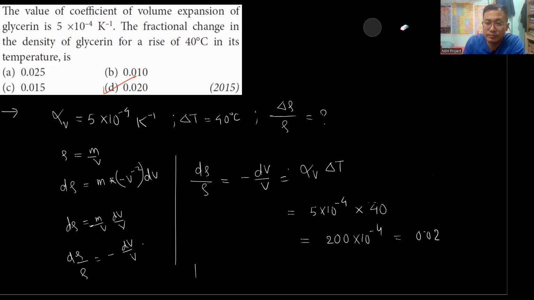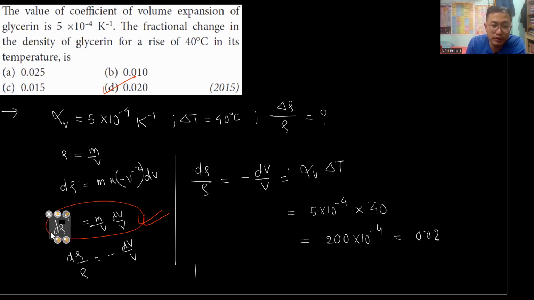Okay fine. Rho is equal to mass by volume, then d rho by rho is equal to dV by V with a minus sign. This is very important: there is a minus sign over here. Let's move on to the next question.